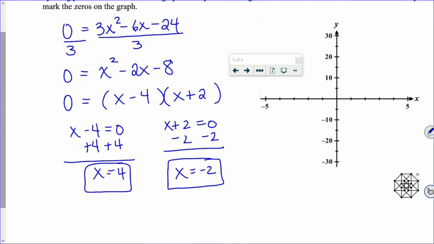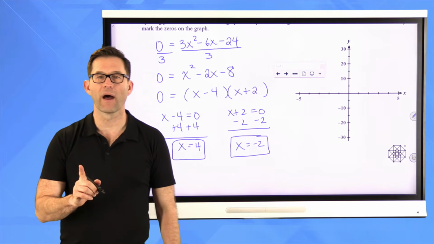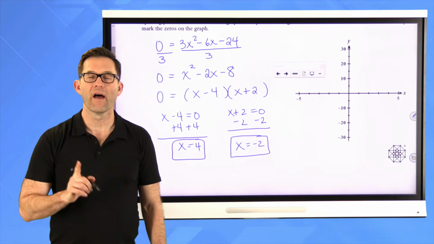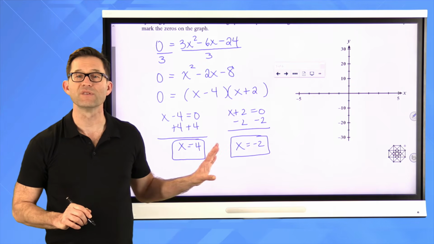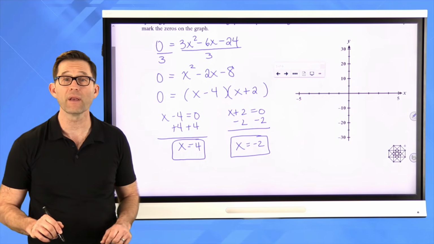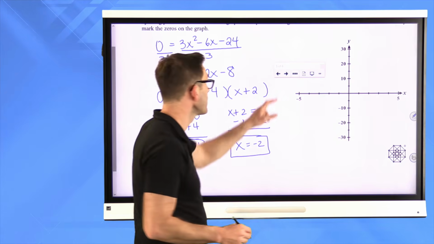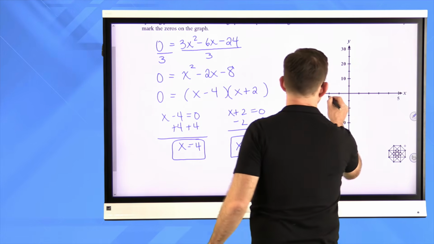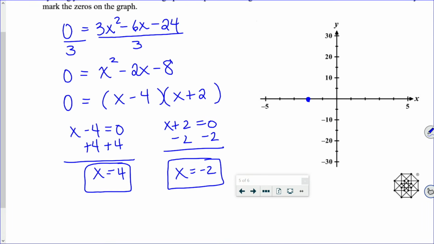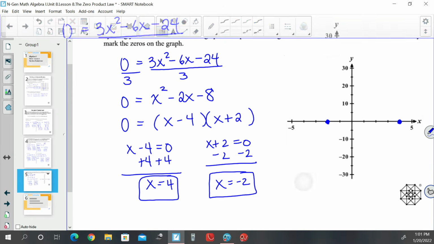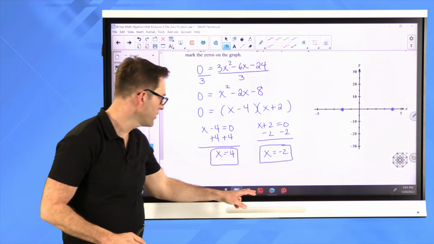So those should be the two locations on my graph where y is equal to 0. In other words, these should be my x-intercepts. Let's plot them right now before we even bring out the graphing calculator. X equals -2 would be right here, and x equals 4 would be right here. Let's hope that's correct. I'm going to exit out of here. Okay, I'm going to open up my graphing calculator.